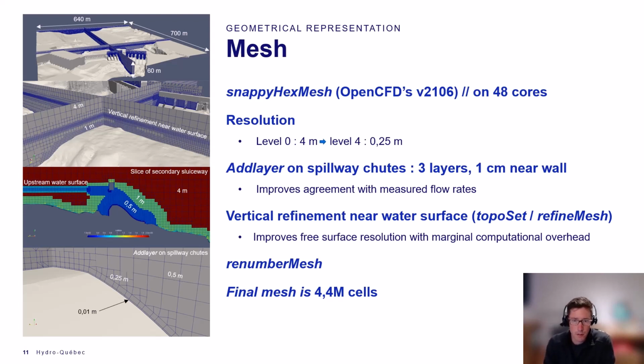The thinnest layer is 1 centimeter near the wall. We found it improves agreement with measured flow rates to add these layers on spillway chutes. There's also a vertical refinement near the water surface, using a topoSet extraction of those cells and a refinement in Z only using refineMesh. We found it improves free surface resolution with a marginal computational overhead. Finally, the mesh is renumbered and our final mesh is 4.4 million cells.